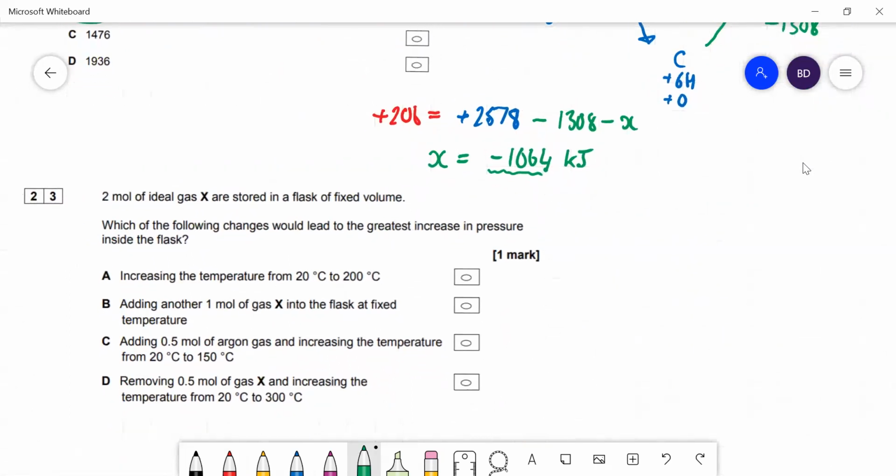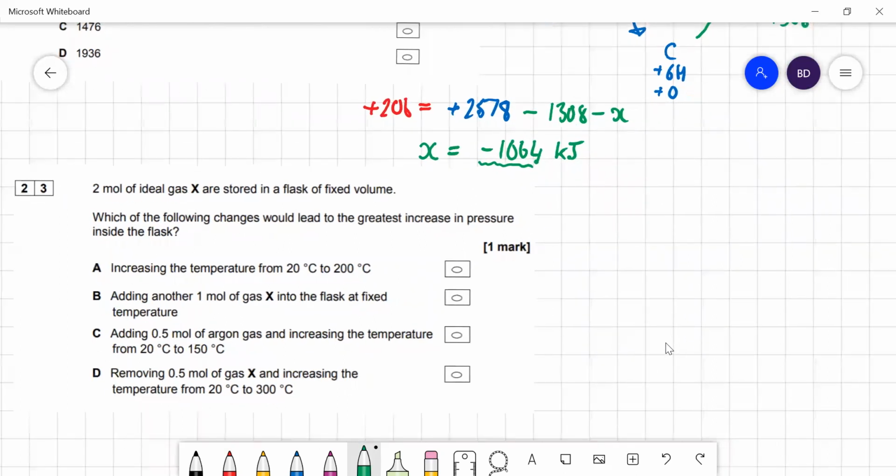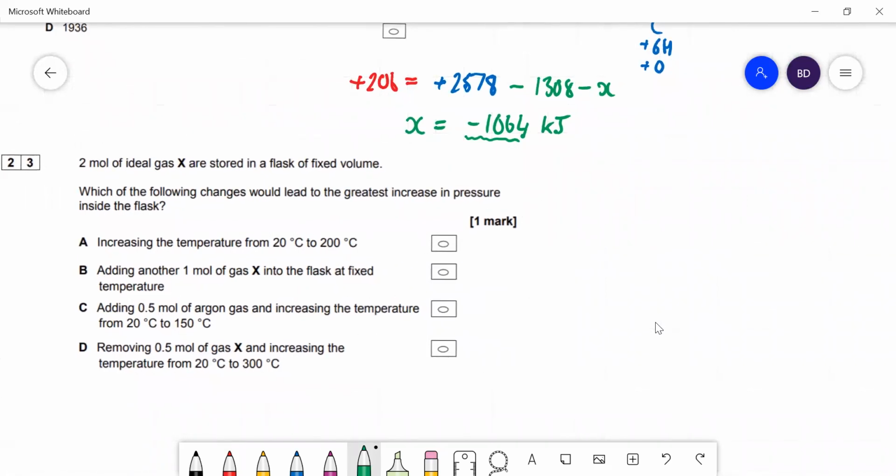Question 23 is the last question. Which of the following changes would lead to the greatest increase in pressure? Okay, so we've got PV is equal to nRT, so P is equal to nRT divided by V.